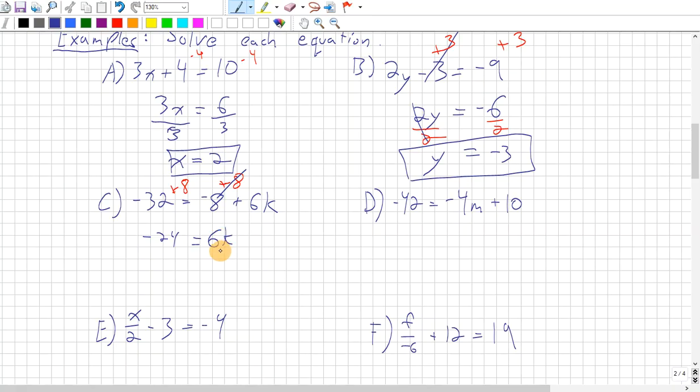And finally, this is 6 times k, so I'm going to divide both sides by a positive 6. So the left-hand side, I get negative 24 divided by 6, which is a negative 4. The 6's cancel out because they're equal to 1, and that's equal to a final value for k. So k is equal to negative 4. We'll keep going on here.